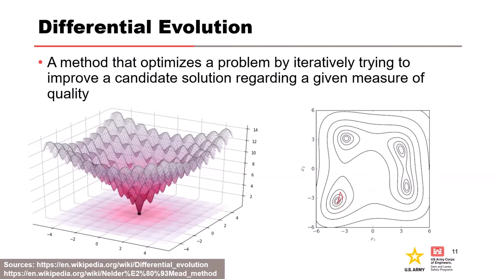So just for reference, if you're doing optimization in HMS, I still recommend that you switch to differential evolution. It's going to take longer, but it's going to give you a better answer. It's going to be a better optimization than the default simplex.